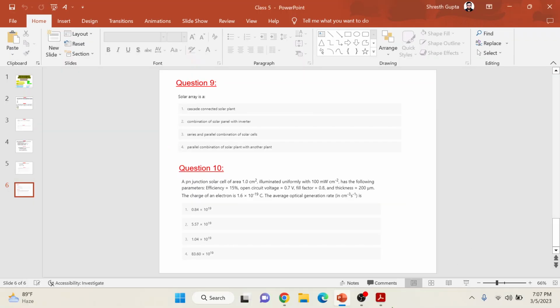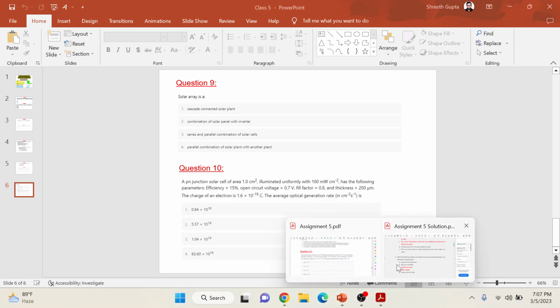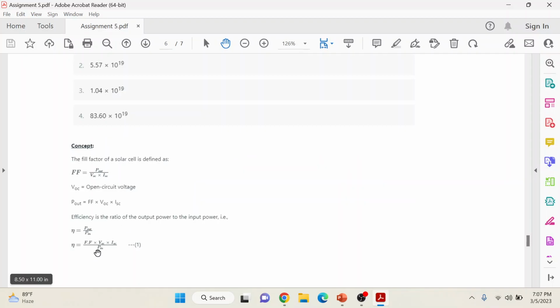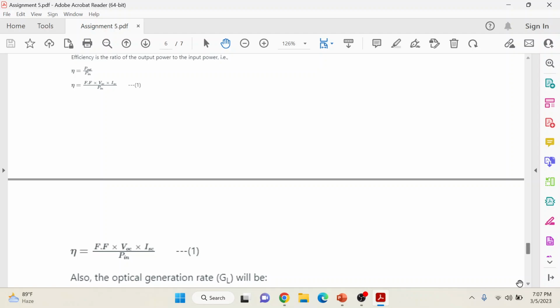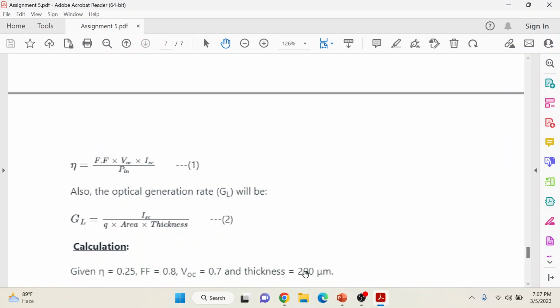Sir, can you show me the formula for the last question? Okay, I'm just showing you the formula. You can calculate it. See, this is the formula. This is the optical generation rate, G_L equals I_SC by Q into area into thickness.